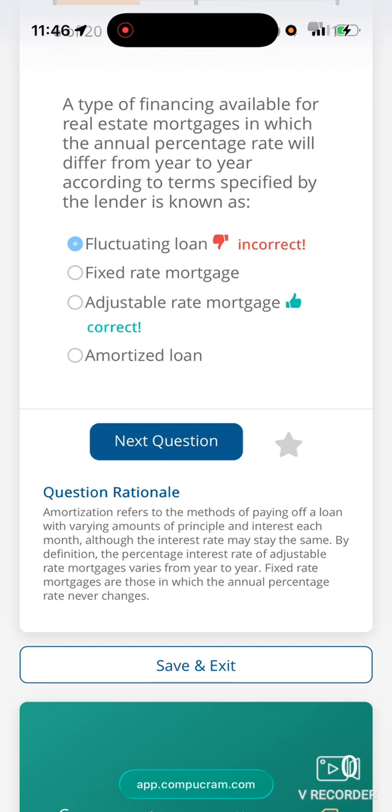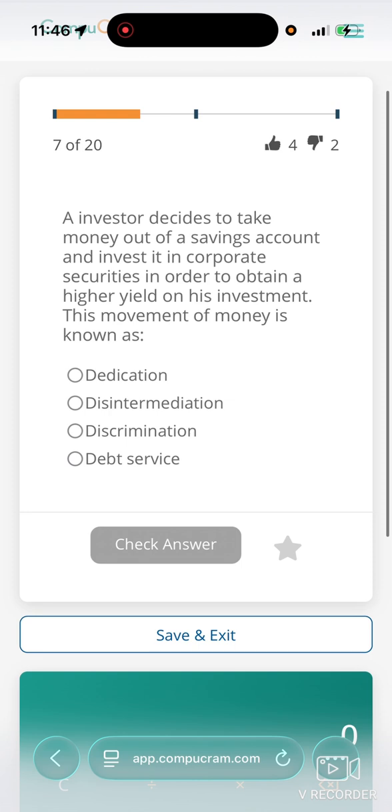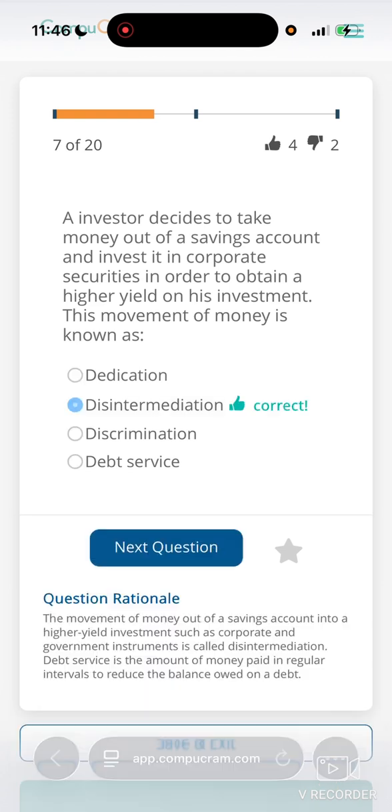Fixed rate mortgages are those in which the annual percentage rate never changes. Question number 7. We're clearing these today. An investor decides to take money out of a savings account and invest it in corporate securities in order to obtain a higher yield on his investment. This movement of money is known as dedication, discrimination, debt service, or disintermediation?